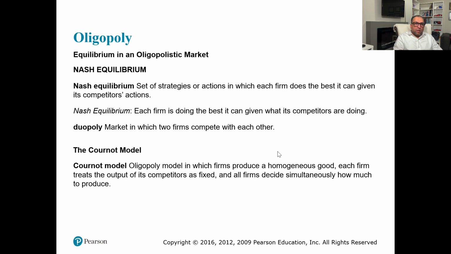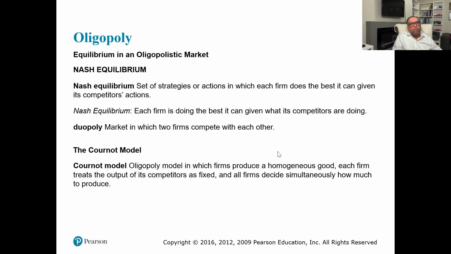For example, let's discuss a duopoly market. Duopoly means a market with only two players, a market in which two firms compete with each other. And we are also discussing a very specific model, which we call the Cournot model. The Cournot model is an oligopoly market in which firms produce a homogeneous product, meaning the products are identical. So there is no product differentiation. It means that it's a market like a competitive market with a homogeneous product.